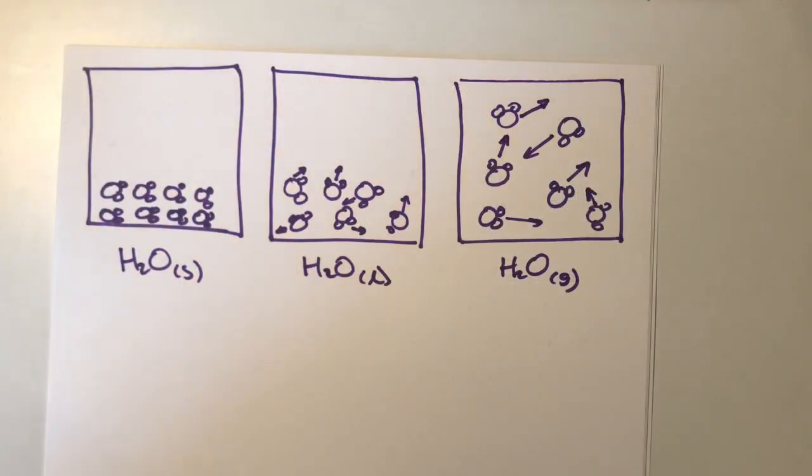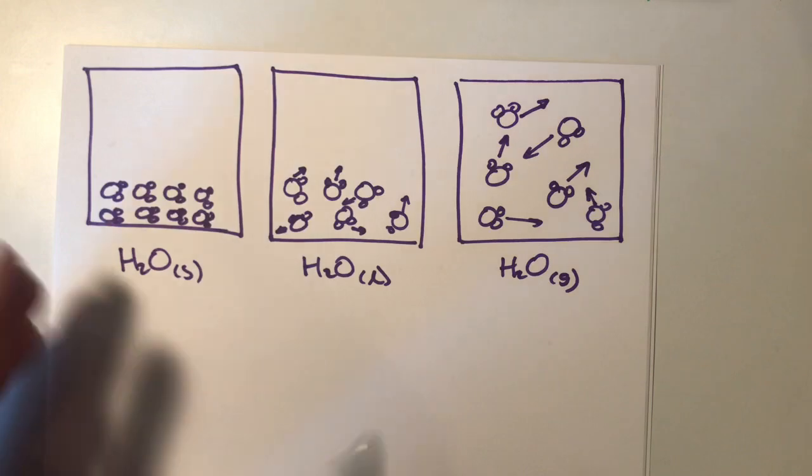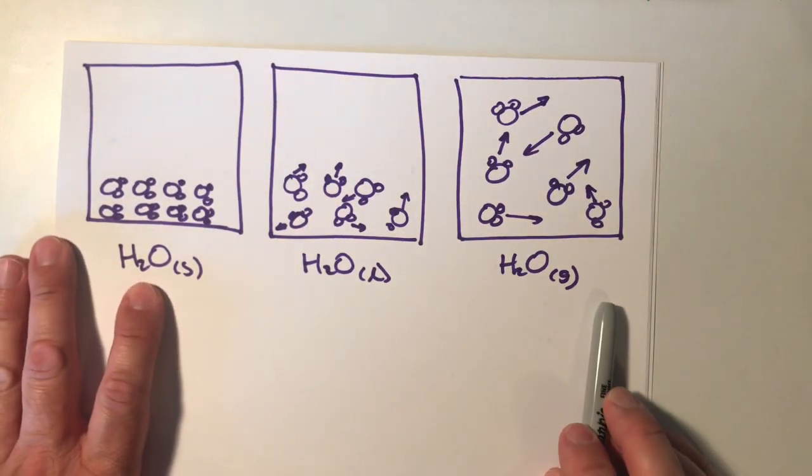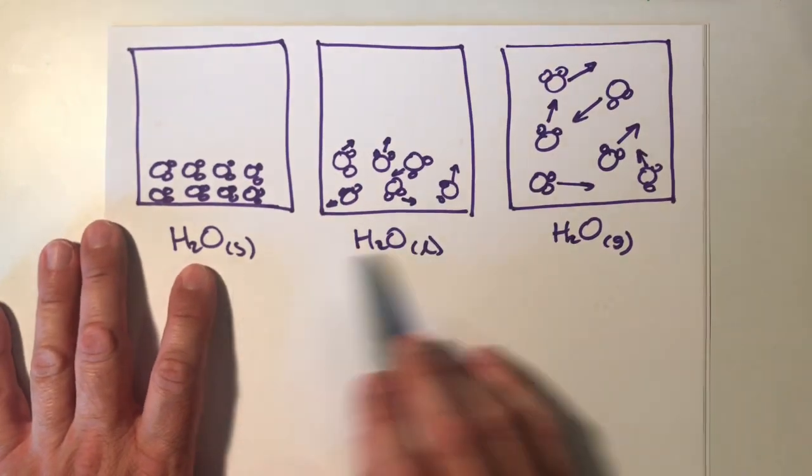Now, how can we predict that a particular chemical system is going to have a higher or lower entropy? Well, we're going to do that based on whether or not we think that at the atomic level, the system is going to have a large number of states, a large number of possible positions, a large number of possible speeds. And so as an example, I've drawn water in its 3 different states as they're normally observed: solid, liquid, gas.